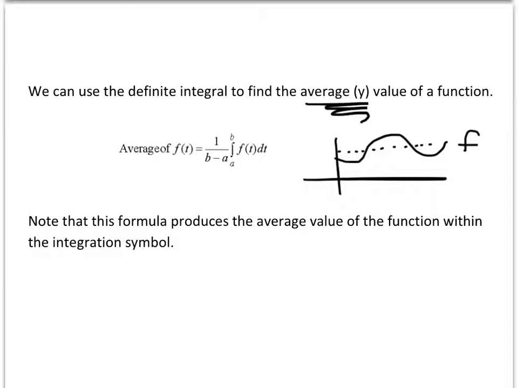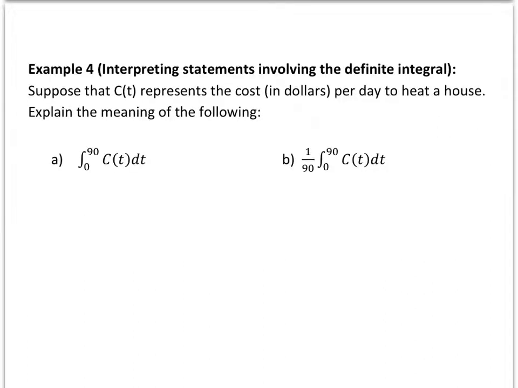This formula gives me the average y value because this integral gives me change in the original function, then divided by change in x. So that gives me overall change in capital F of t divided by change in x. And that gets me back to an average value of my integrated function, the function before it was integrated. Notice that this produces the average value of f of t. So whatever function you want the average value of, that's the function that you integrate. Let's look at an example of this.